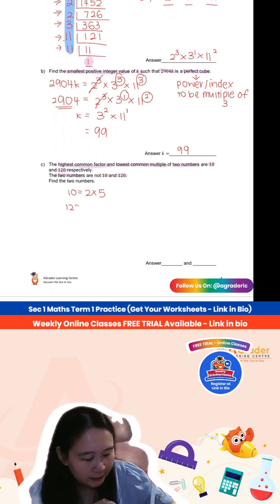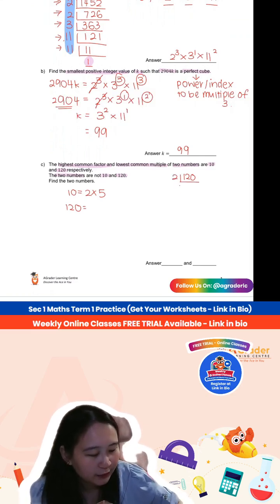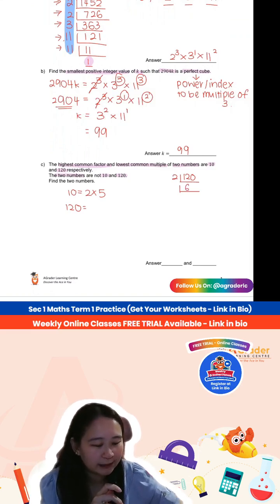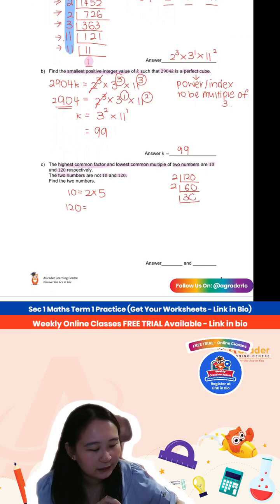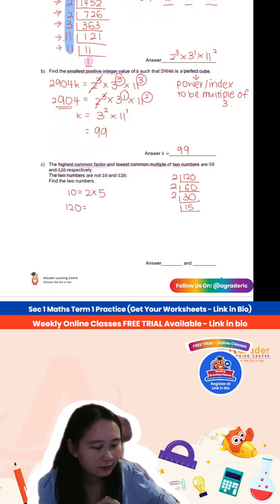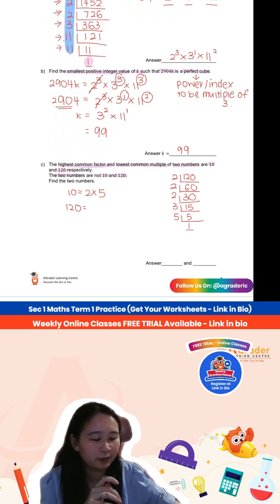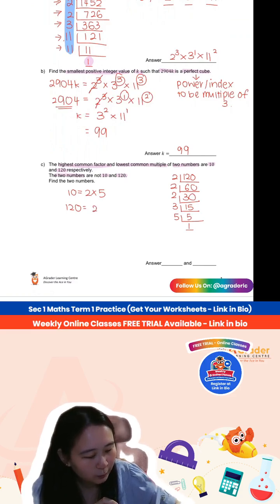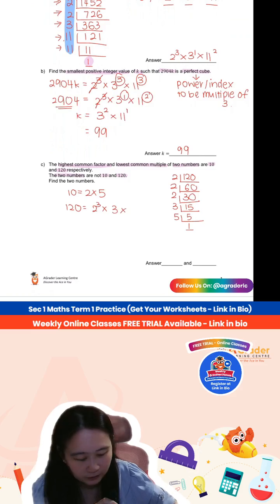So 120, we can keep dividing this 120 to find the prime factorization. So 120 is an even number. We can divide by 2. We get 60. 60 divided by 2 is 30. 30 divided by 2, we get 15. 15 can be divided by 3. We get 5. And then 5 divided by 5, we get 1. Okay, so 2 to the power of 3 times 3 times 5.